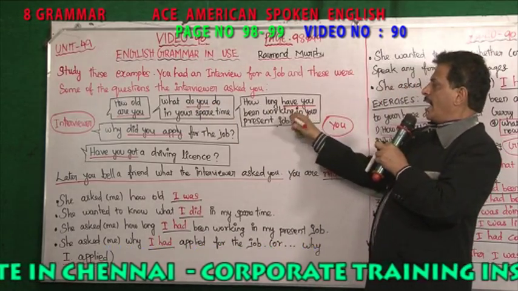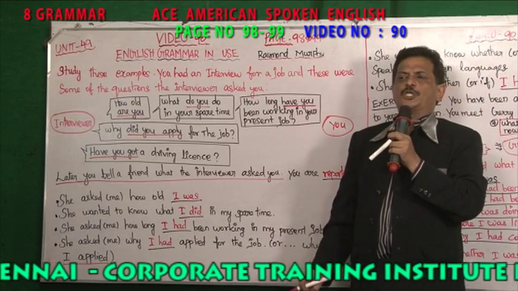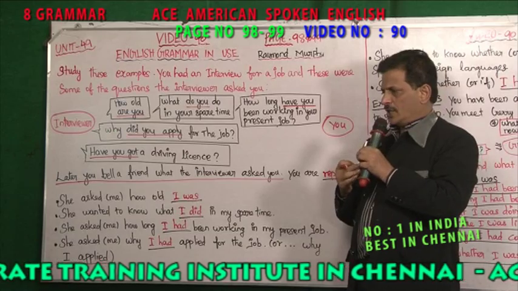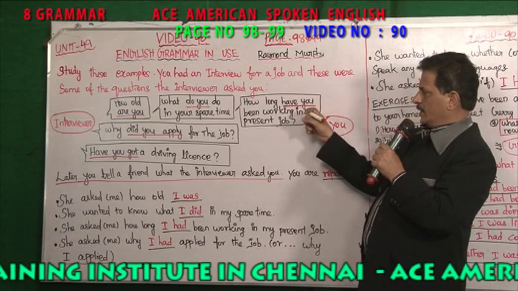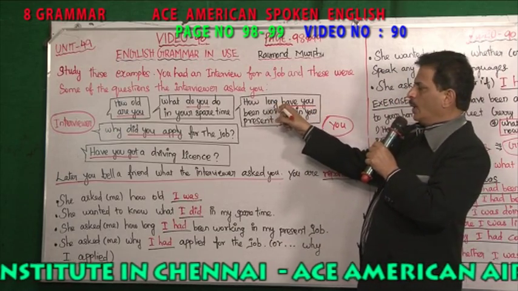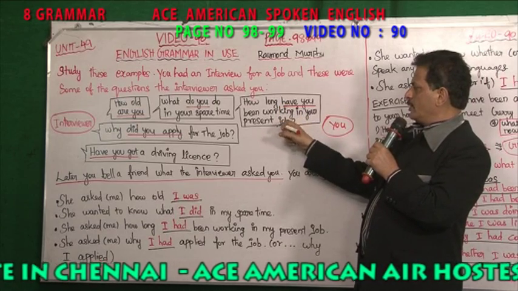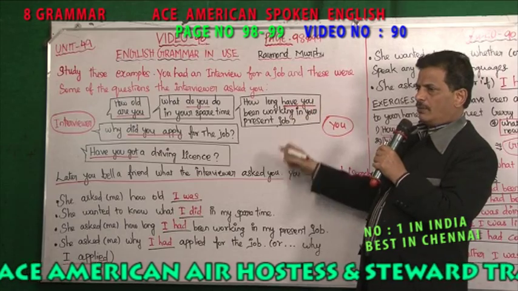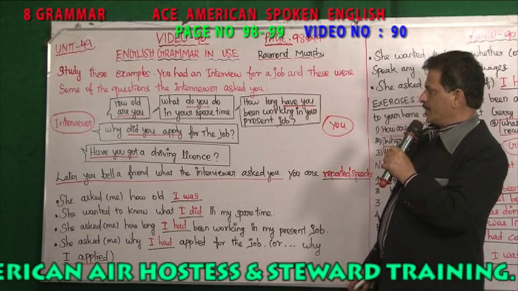How long have you been working in your present job? Already you are working in a company and you come here for one of the jobs. So the interviewer asks you, how long have you been working in your present job? So this auxiliary verb have comes before you.